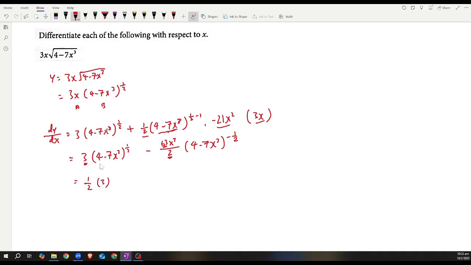Okay, and if you look at these two terms, 4 minus 7x cubed to the power of half and 4 minus 7x cubed to the power of negative half, right? In situations like that, you look at the powers and you factorize out the smallest one. So it will be 4 minus 7x cubed to the power of negative half. Okay, factorize out the smallest power. Okay, then we write the terms in the brackets.